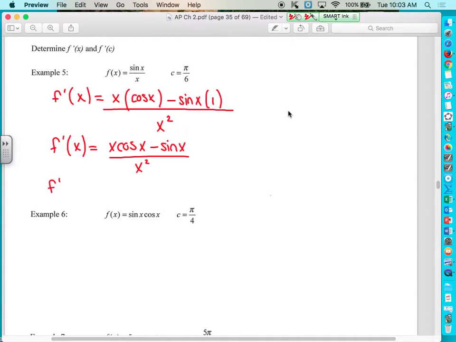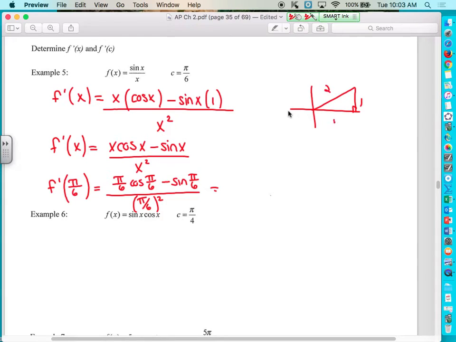And they want us to find the derivative at this particular c value, which is really just the slope for the tangent line. So I'll have pi over 6 times cosine of pi over 6 minus sine of pi over 6, all over pi over 6 squared. So 30 degrees, pi over 6. There's a 30, 60, 90 triangle with those ratios. So I have pi over 6 times the cosine for that triangle, so root 3 over 2. The sine for that same triangle is 1 over 2. And then the denominator is pi squared over 36.